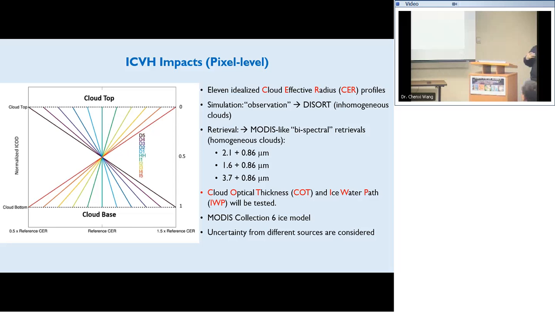Anyway, we can separate the whole cloud layer into different sub-layers to capture the CER variability. And then we put them into a radiative transfer model and simulate the satellite observation. And then we can conduct MODIS-like retrievals using those spatial combinations and see how the retrieved cloud properties like COT and IWP are impacted. And here we use exactly the same MODIS collection 6 ice cloud model, and we consider different kinds of uncertainties in our retrieval.